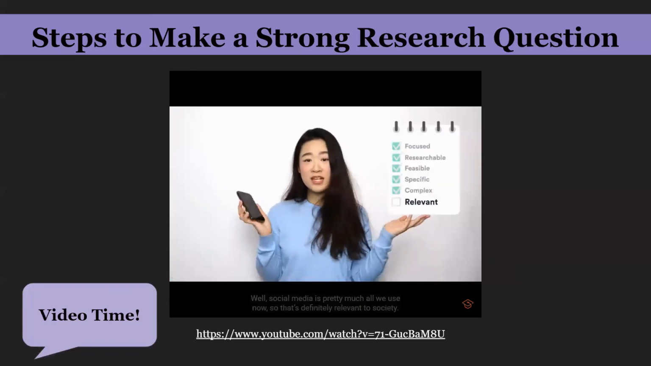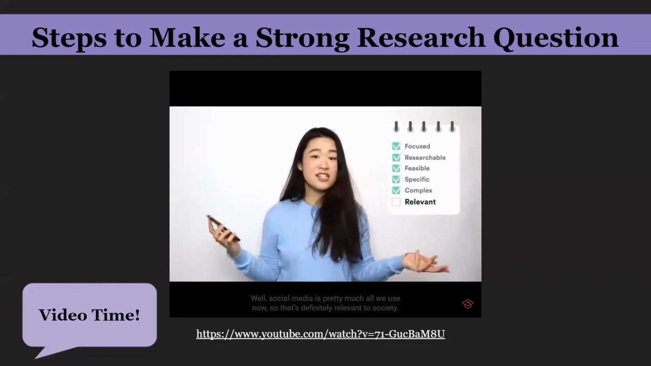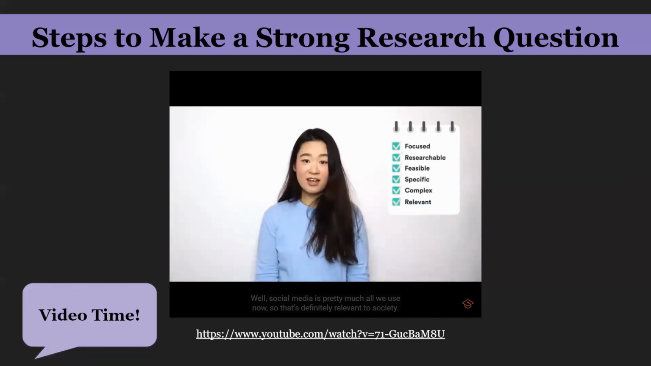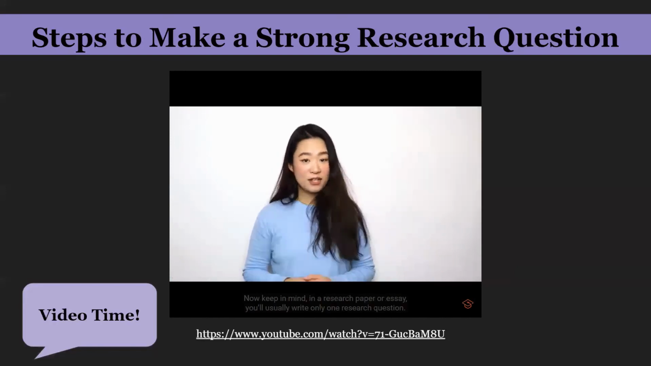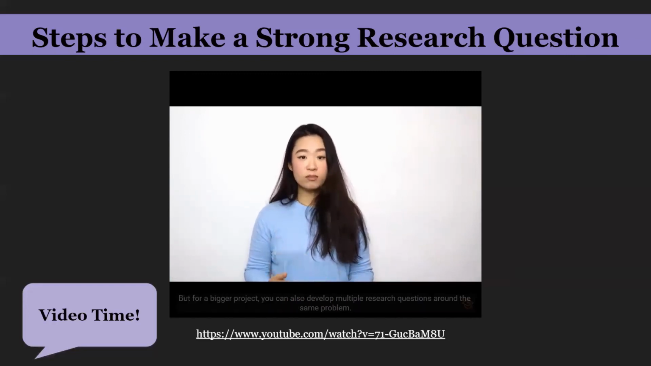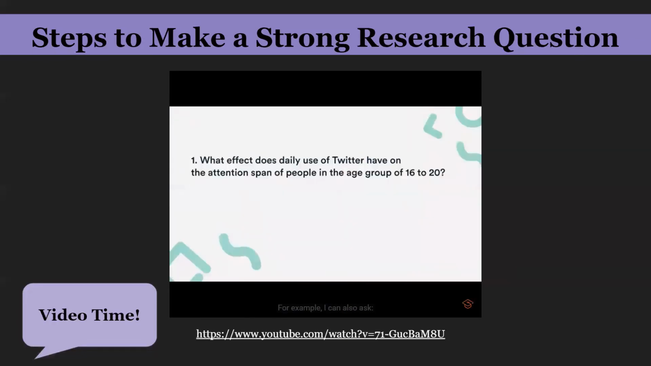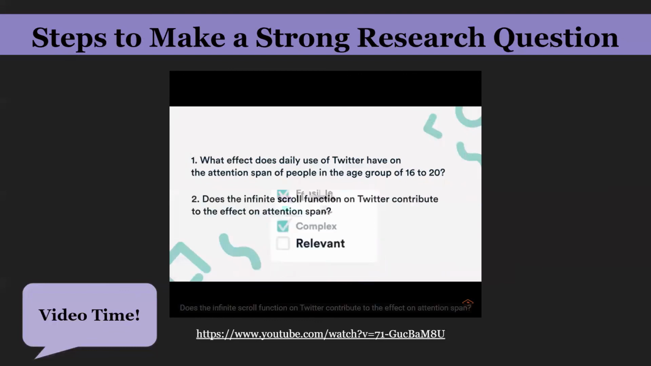Well, social media is pretty much all we use now, so that's definitely relevant to society. It also targets a currently unanswered question and contributes knowledge that future research can build on. Now keep in mind, in a research paper or essay, you usually only write one research question. But for a bigger project, you can also develop multiple research questions around the same problem. For example, I can also ask, does the infinite scroll function on Twitter contribute to the effect on attention span?